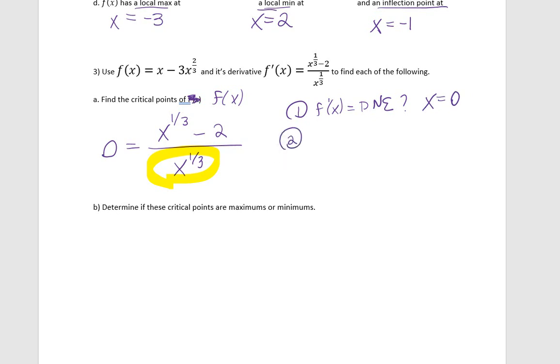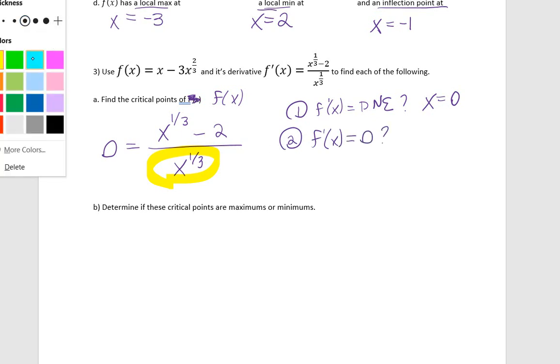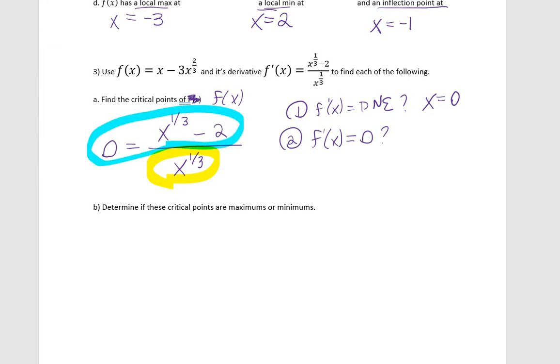The second question is, when does my derivative actually equal 0? Well, a function is going to be equal to 0 when the numerator equals 0. So that's going to happen when x to the 1/3 minus 2 equals 0, which means x to the 1/3 equals 2. So we have to cube both sides. That's going to happen when x equals 8. So we're going to have two critical points, one at 0 and one at 8.